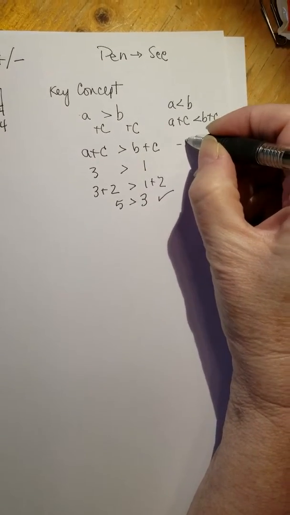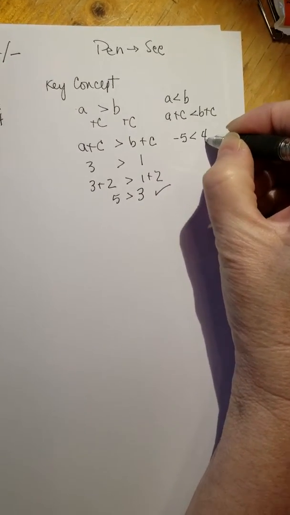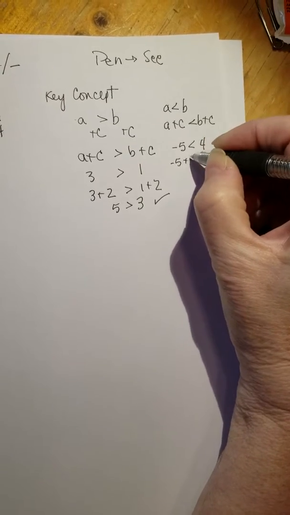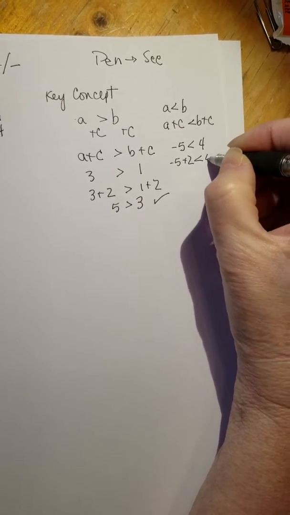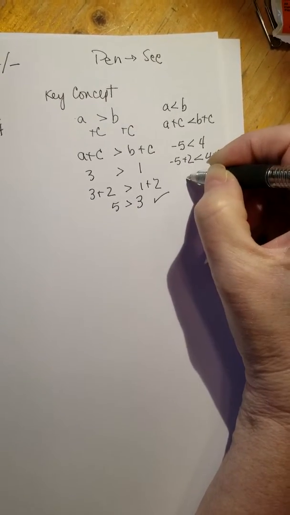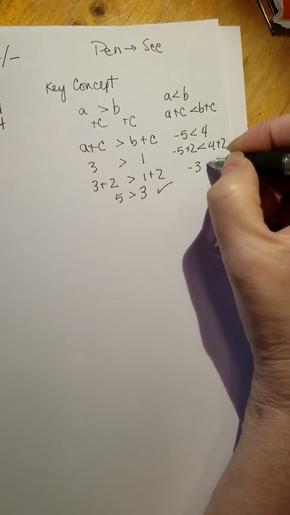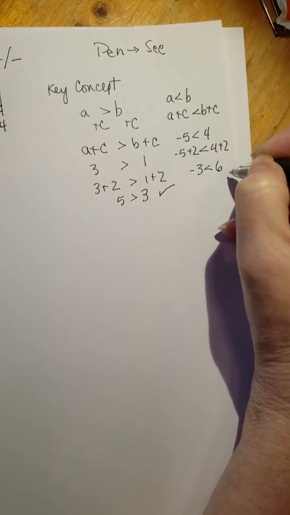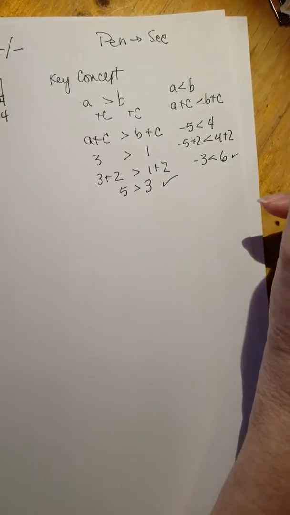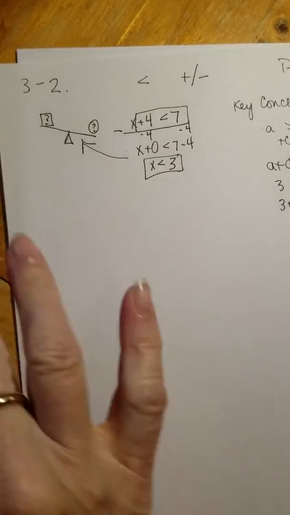And also in the book, if negative 5 is less than 4, then negative 5 plus 2 is less than 4 plus 2, which gives us negative 3 is less than 6, which is true. All right, let's go to example 1.